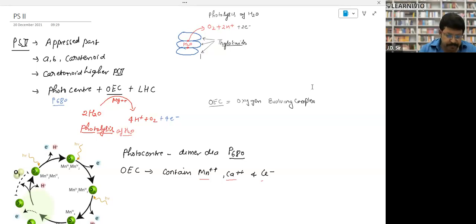So start noting down. PS second is located in the appraised part of the thylakoid.